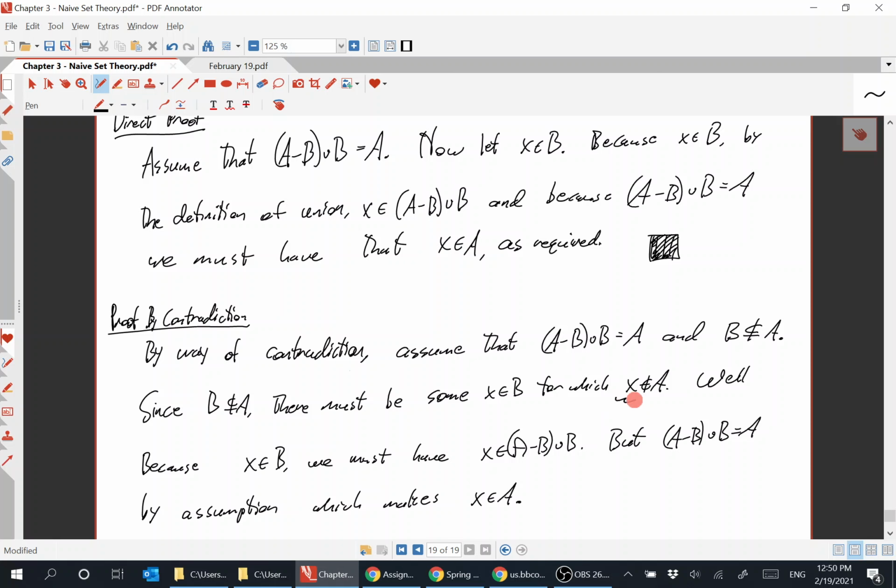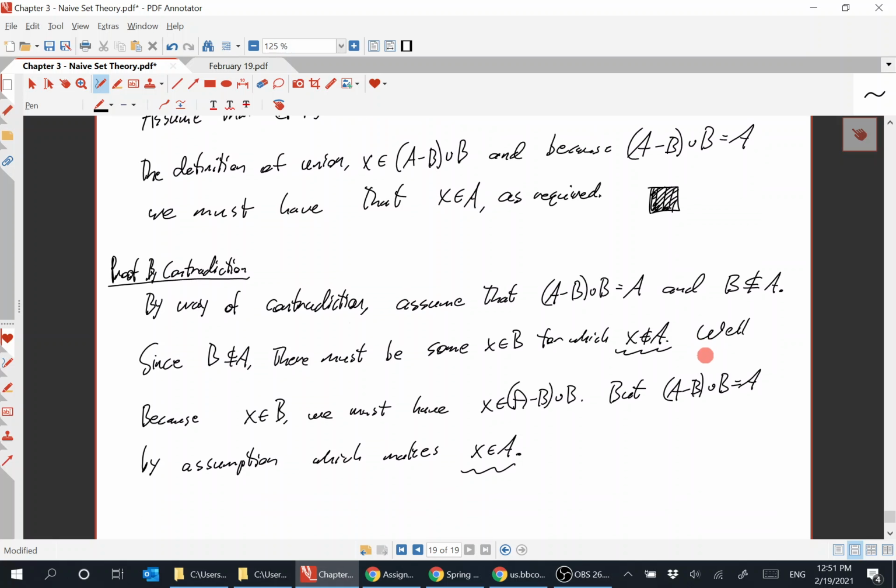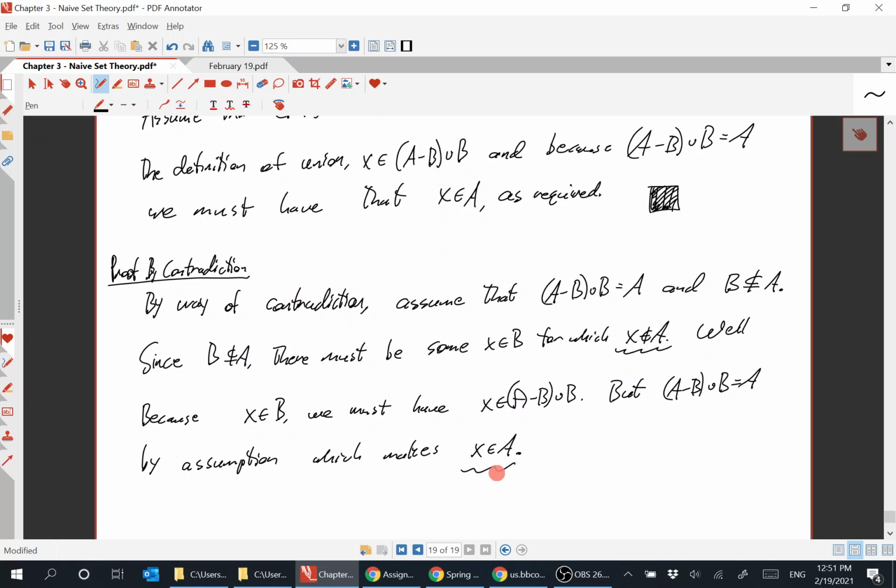That's the contradiction right there. We assumed X is not in A, and now we get that X is in A. It can't be both. So once you get that, you write that you've achieved a contradiction, end of proof. In Latin they say RAA, which I'm not even going to try to say in Latin. Not that it's that hard, I just don't want to butcher it. Reduction to absurdity.